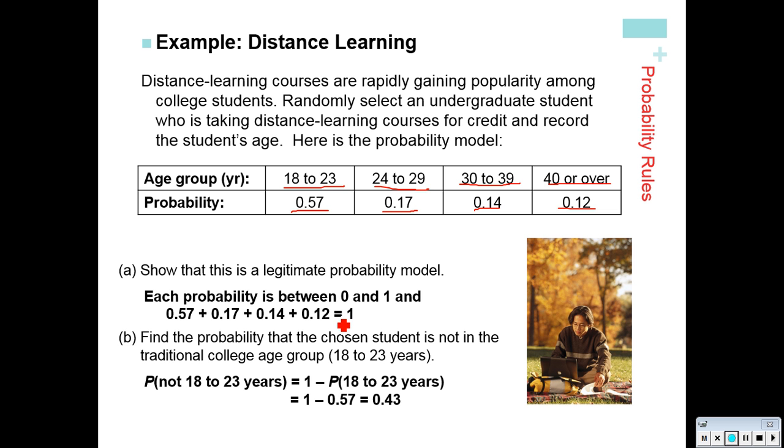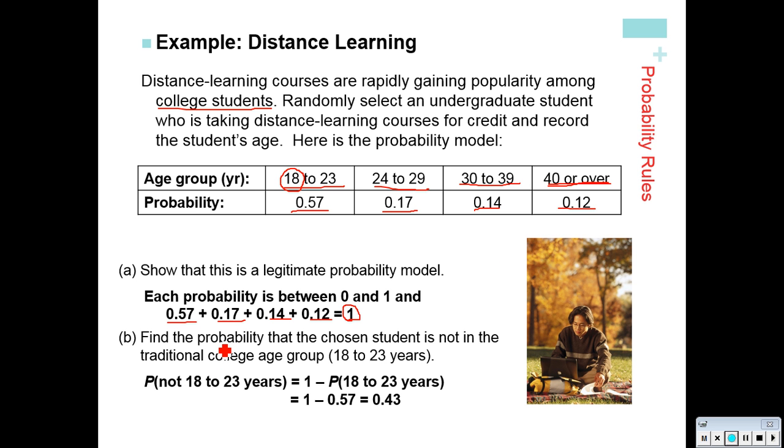So you can see here that they've listed all of the possible outcomes because, let's just say in theory, that someone has to be a minimum of 18 years old to be a college student. And then the 40 and over covers pretty much everybody else. So those are all the possible outcomes. And then if you add the probabilities, they all add up to be 1. So that's what makes this a legitimate probability model. It lists all the possibilities, and the probabilities for all those possibilities add up to be 1.